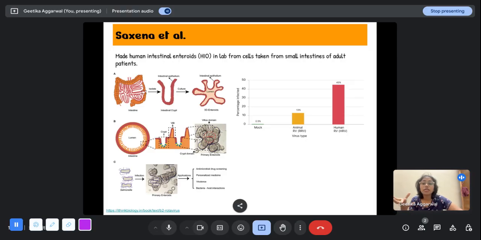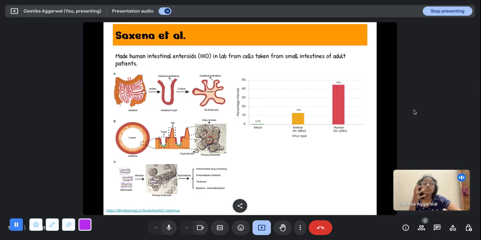Saxena et al. made human intestinal enteroids, which are shortened as HIOs. They made them in the lab, and they cultured them from cells taken from the small intestines of infected adults. So this is how the organoids look. You basically take the cell from here and then you culture it, and then you get something like this, which is a 3D enteroid.